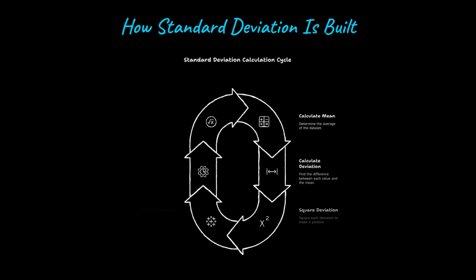For each observation, you subtract the mean to get a deviation, then square it so values stay positive and larger gaps are emphasized more. Average those squared deviations to get the variance. Then take the square root to bring the result back into the original units. That final number is the standard deviation.